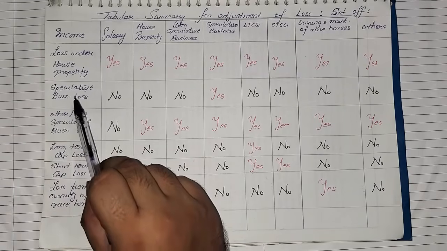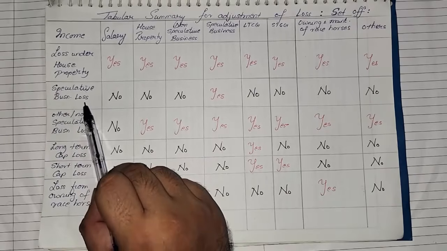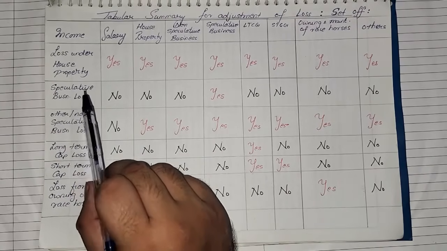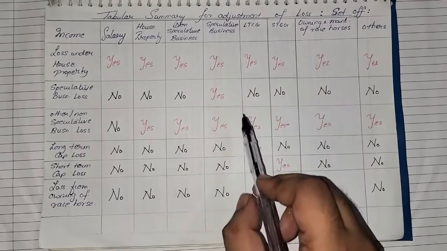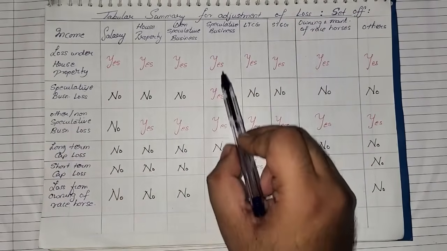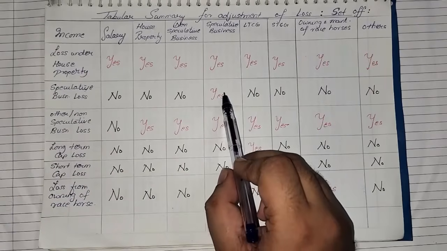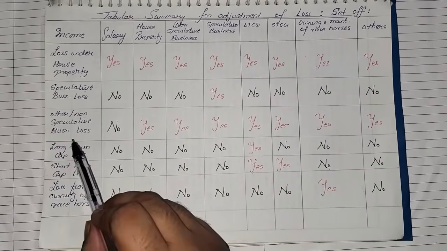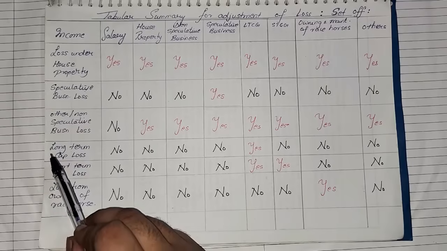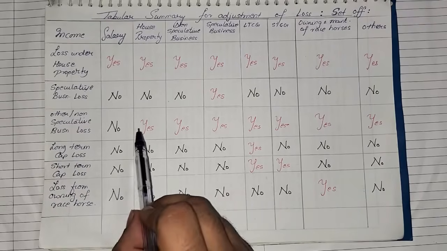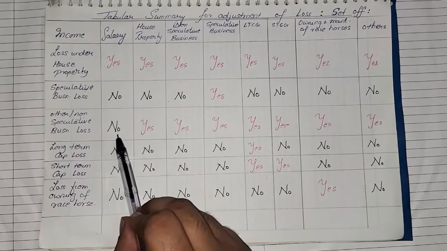Second, speculative business loss. If it is termed as speculative and if there is a business loss, just remember it can be set off against its own income. Speculative business loss can be set off against speculative business income only. Others it cannot be set off. Third, other or non-speculative business losses are available. Again it can be set off against everything other than salary.